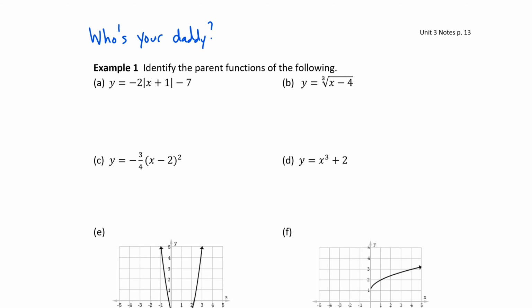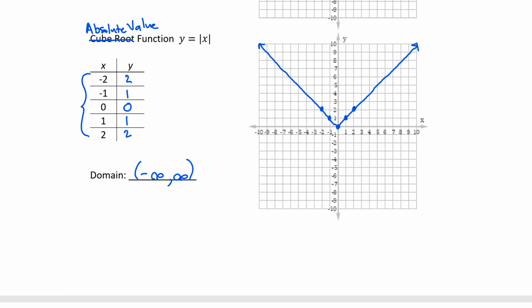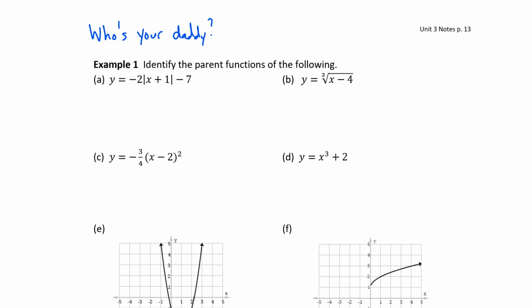So this absolute value function, even though it's going to be a little different, is going to share the same basic nature as the parent function, y equals absolute value of x. So I'm going to say the daddy of this function is the absolute value function. So I would start by graphing the basic absolute value function, and then later in this section, we'll learn how to interpret what does the plus 1 do? What does the minus 7 do? What does that negative 2 do? It's going to edit the graph just a little bit.